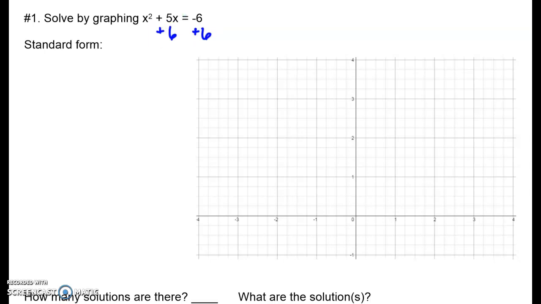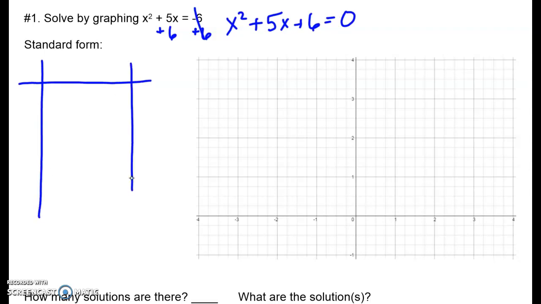Once we add 6 to both sides, that will create 0. That was the point of doing it. And now standard form is x squared plus 5x plus 6 equals 0. So I'm going to draw a quick table of values right here, just like we did yesterday in class, and then plot the points on the graph there. You go ahead and do the same thing on your paper.